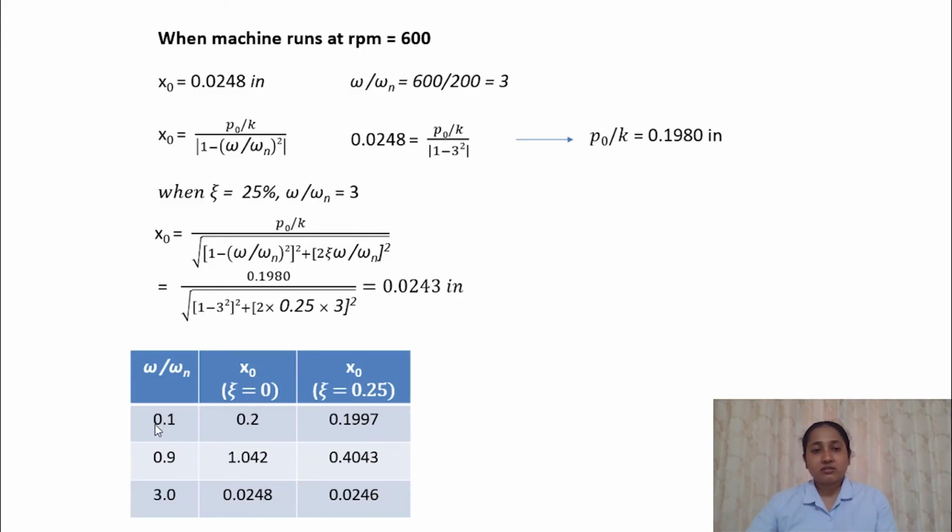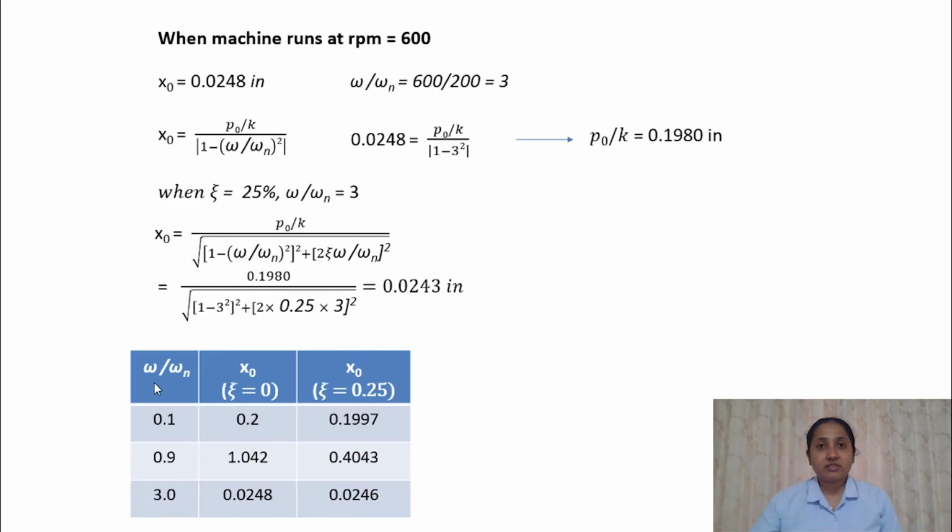Here you can see when the frequency ratio is 0.1, the response amplitudes are very close. When the frequency ratio is 0.9, as we can see, the amplitude of response significantly reduces when we replace springs by rubber isolators. That is when we introduce some damping to the system.